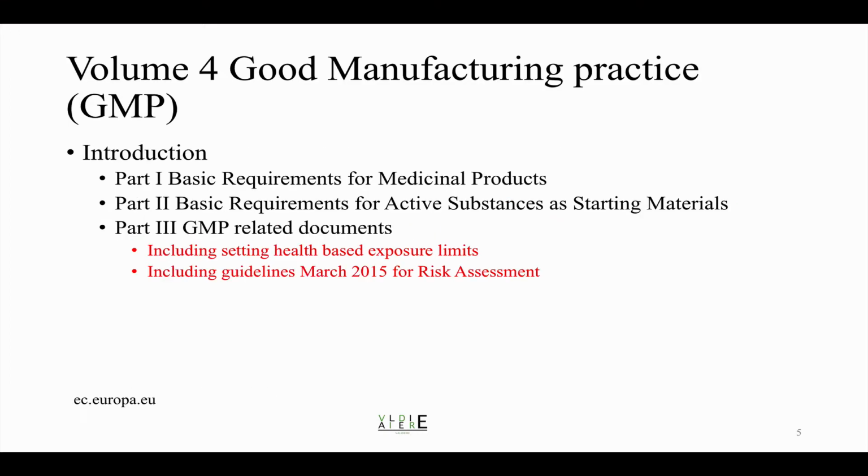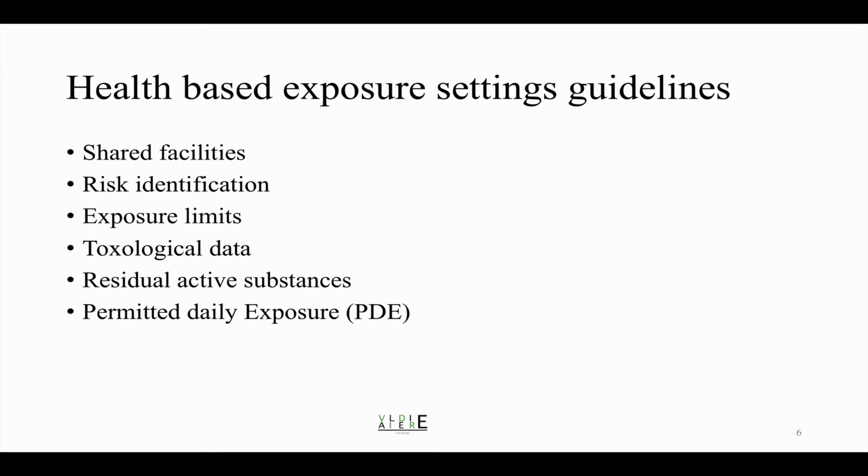Volume 4, Good Manufacturing Practice, is broken up into these 3 parts, and I highlight here from Part 3 the health-based exposure limits and the guidelines for risk assessment. These are 2 very important documents that you should really look into. The health-based exposure settings guideline focuses on a lot of different areas. These are all listed here. I recommend you get to know these, and without being an expert, it's good to have a basic knowledge of these.